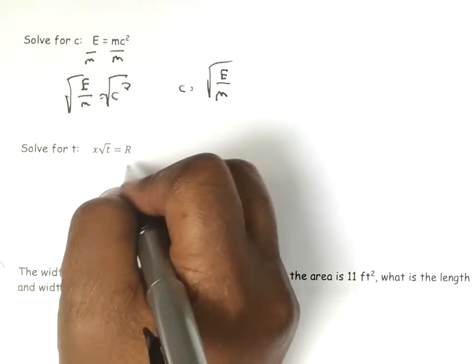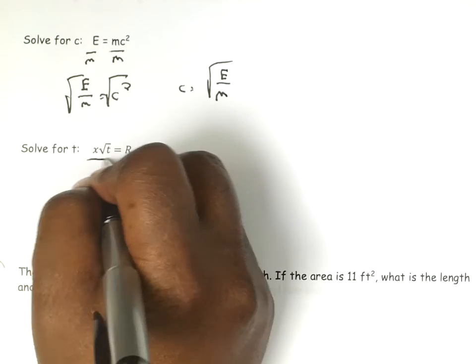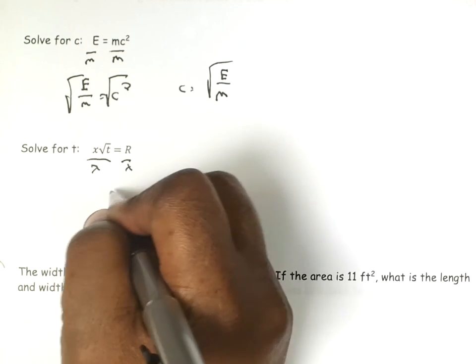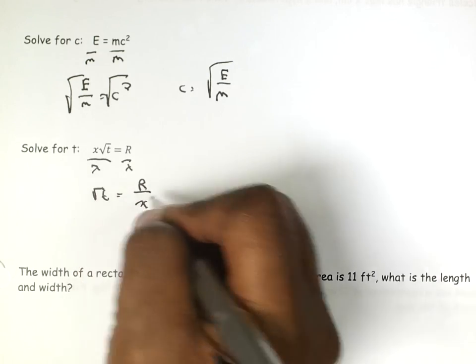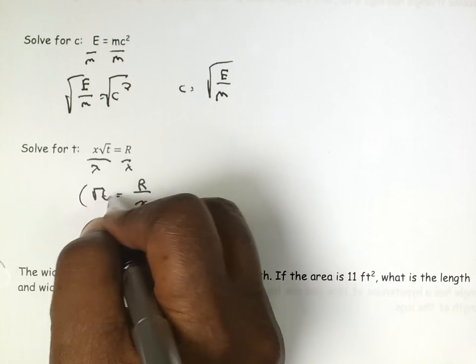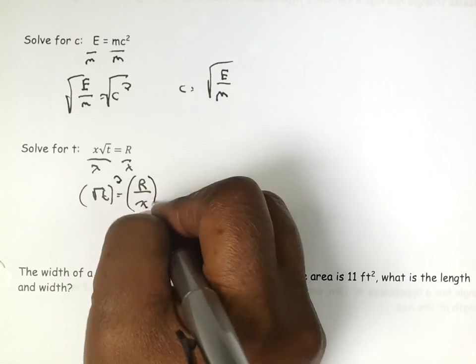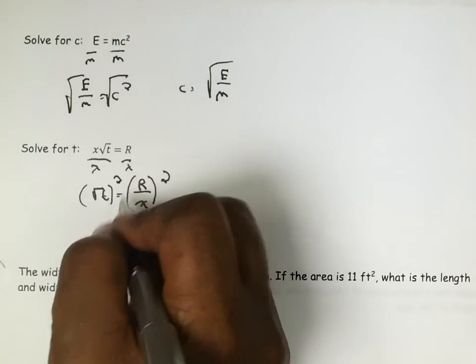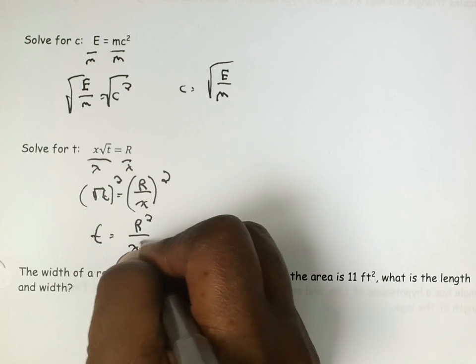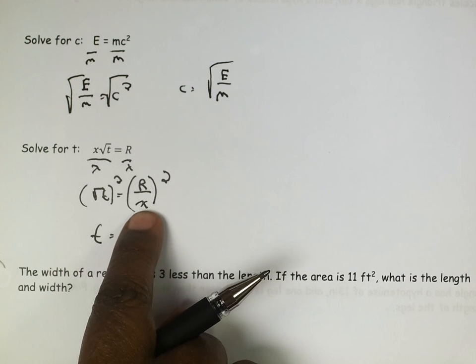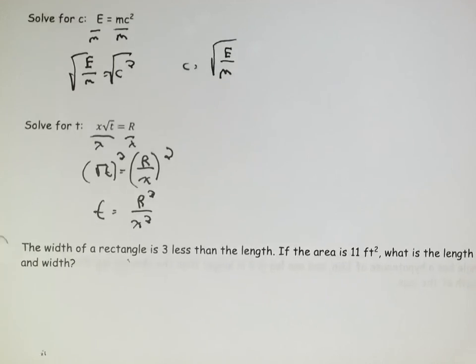For the second example, we want to solve for t. So again, I need to isolate it. So I'm going to divide by x. I have square root of t is equal to the r over x. And then to get t by itself, because it's buried inside that square root, I need to square each side. So t is going to equal r squared over x squared. Or you could leave it the way that I originally had it.